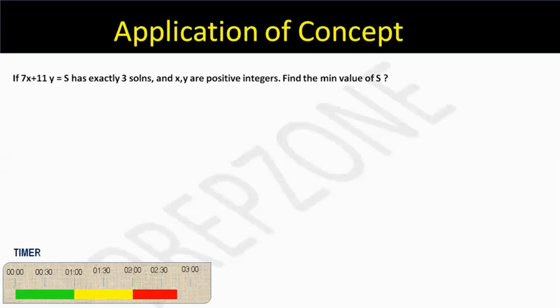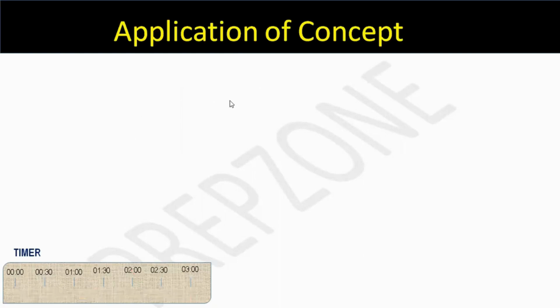Now, how do you apply that thing which we have just learned? It has exactly 3 solutions, right? X and Y are positive integers, which means the second row is what we have to apply, right? And what is given to us? X and Y are positive integers is what is given to us, and we have to find the minimum value of k, right? So what we'll do is, okay, I'll have to change. Just give me 1 minute.